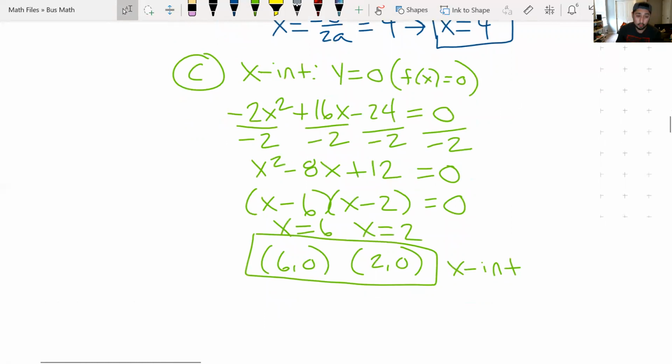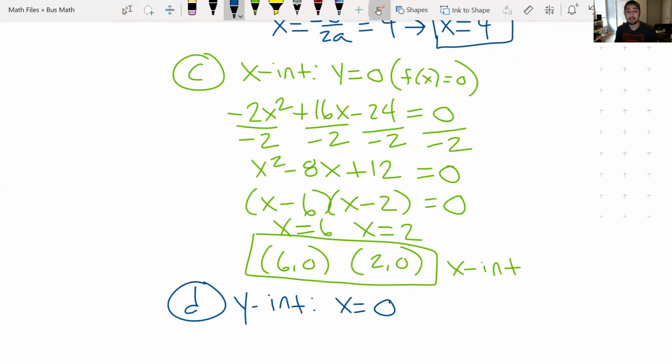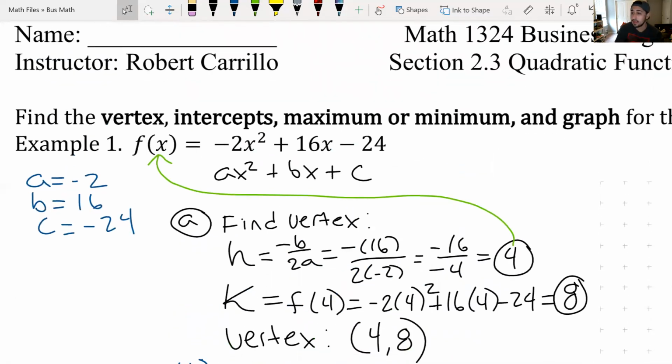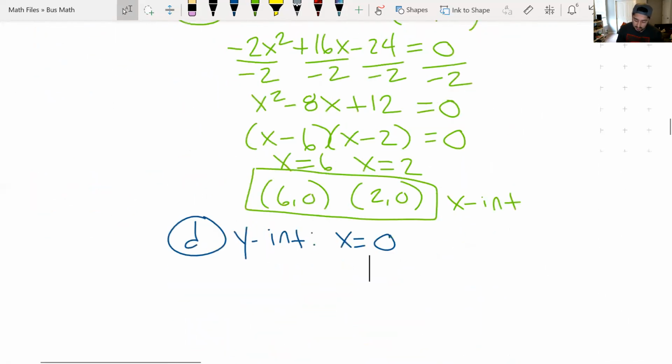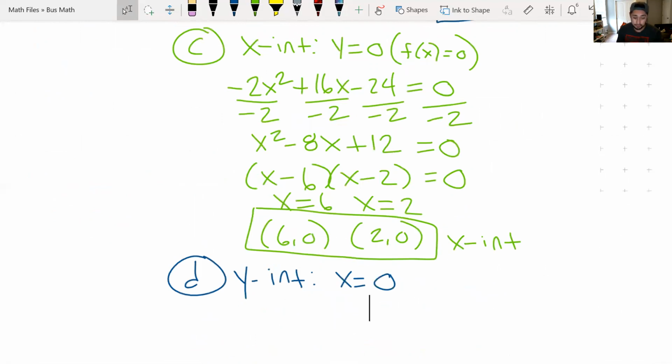And then D, y-intercepts. And then we can move on to max, min, and graph. Well, graph and then max, min. Okay. All right. D, y-intercept. You let x equal 0. This means that we take 0 and plug it in for x into the original function. So get that original function back. And this is probably the easiest intercept to find.